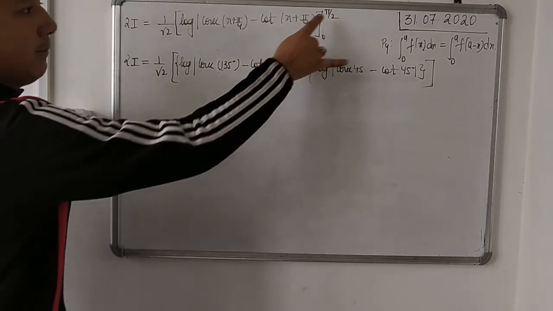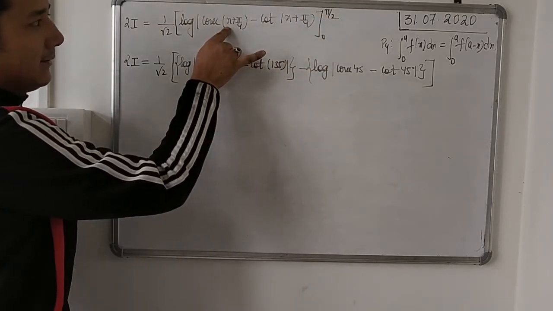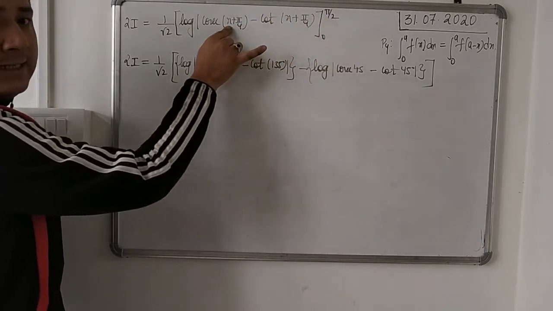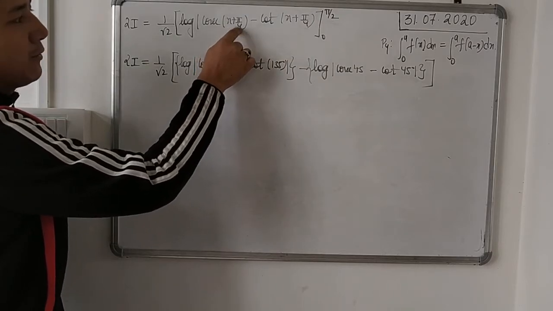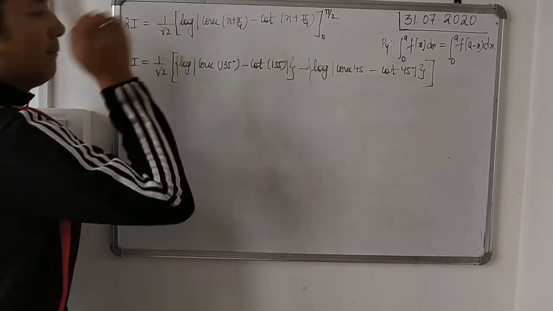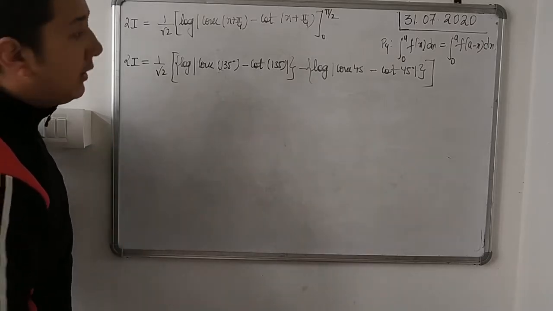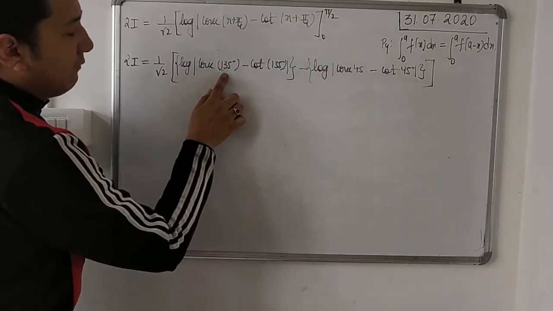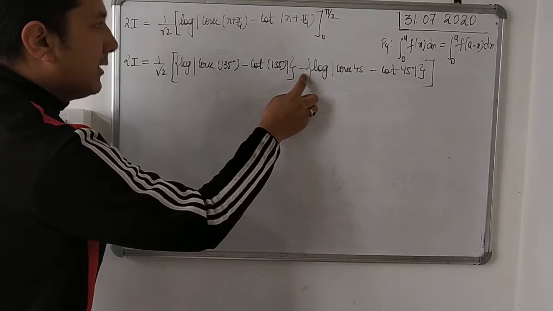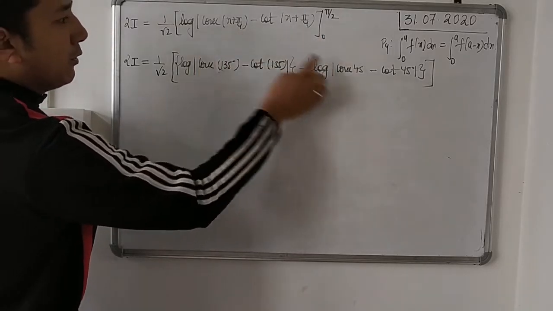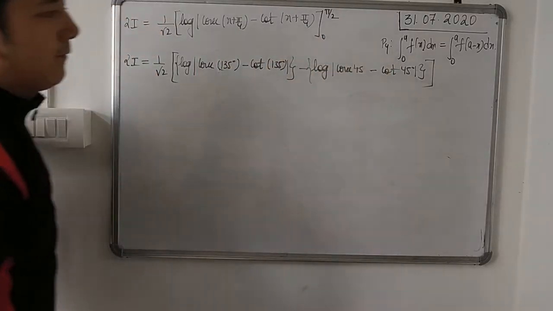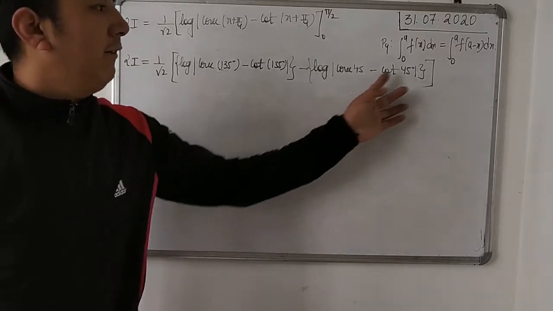So when you put the upper limit, in place of x it will be 90, isn't it, pi by 2. So 90 plus 45 is 135. So I'm just putting the upper limit and then lower limit. So 90 plus 45 is 135 minus, when you put 0, it will be only 45 and then 45. Now I know the value for cosec 45 and cot 45.